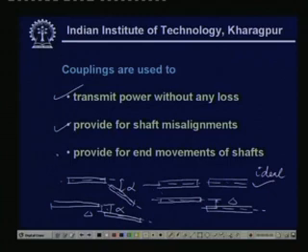Then couplings are also used in order to provide for end movements of the shaft.